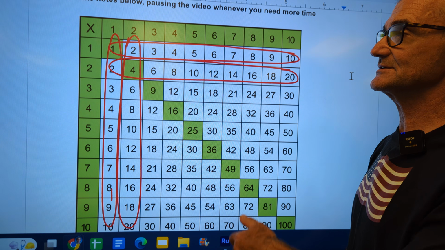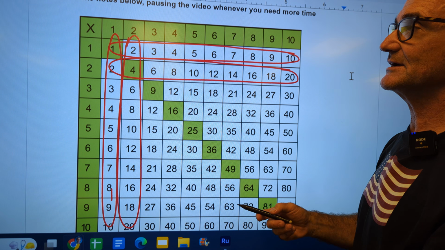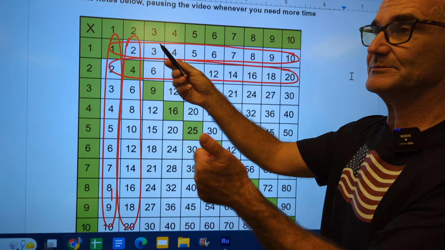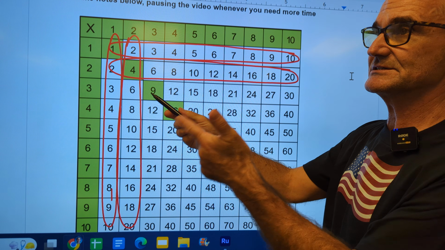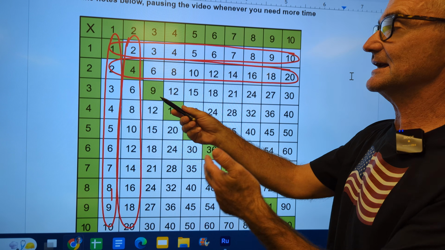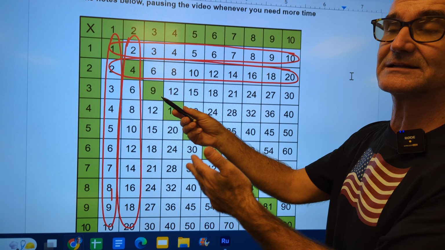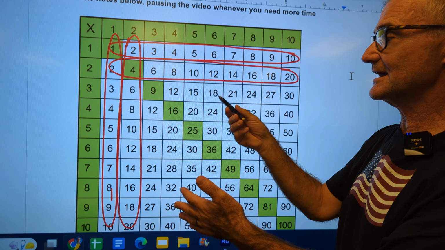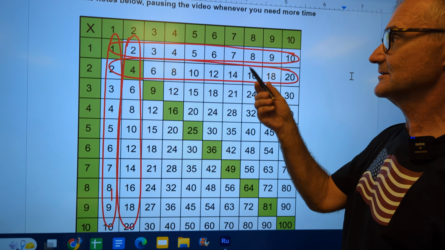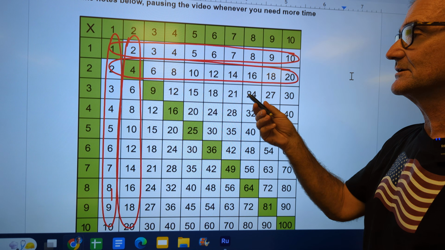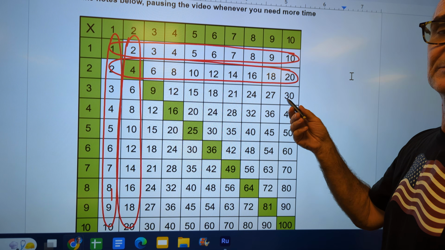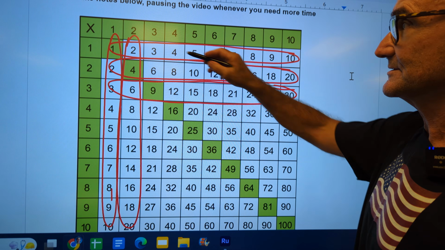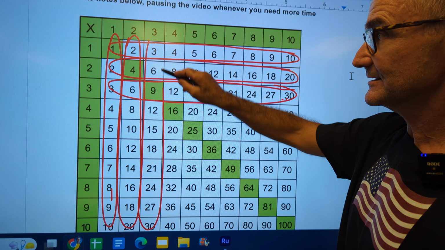Next are my threes. I'm just going to use the plus 3 method. So I think about 3 times 3. Well, I go 3 plus 3 plus 3, which is 6, 9. And then I'm going to add another 3, 12. Add another 3, 15. Add another 3, 18. Add another 3, 21. 3 times 8, 24. 3 times 9, 27. 3 times 10, 30. So now I have my threes down. This chart's getting smaller pretty quick.